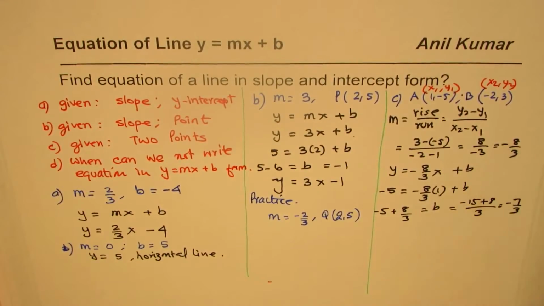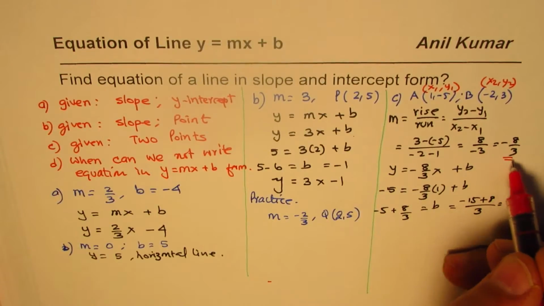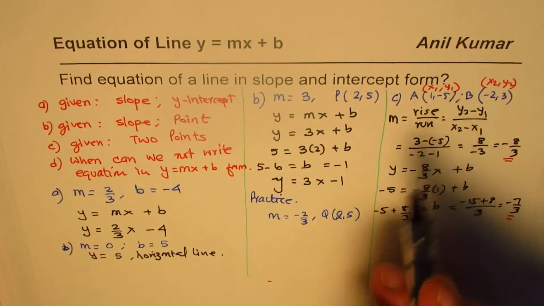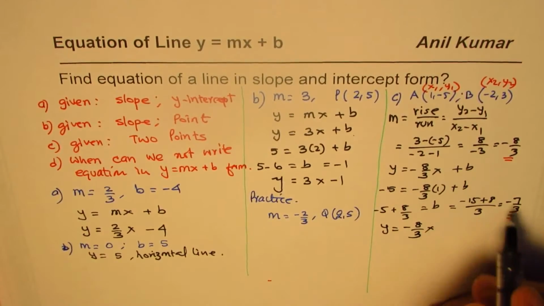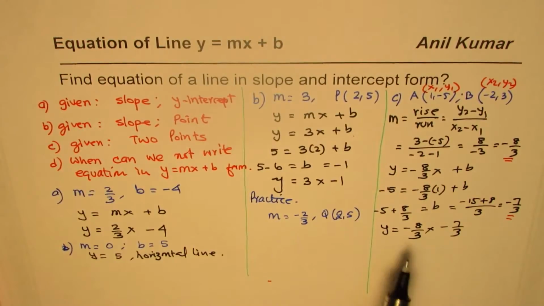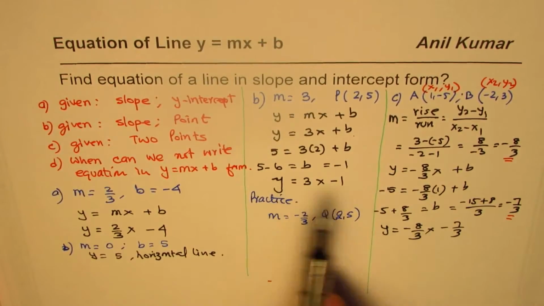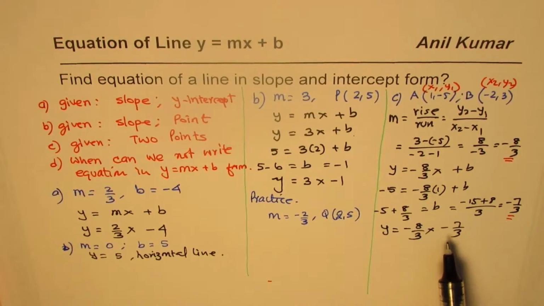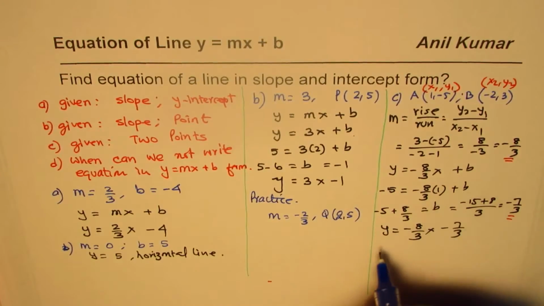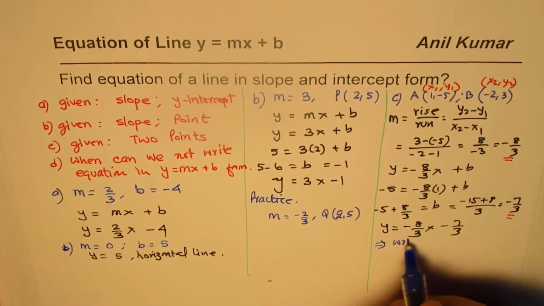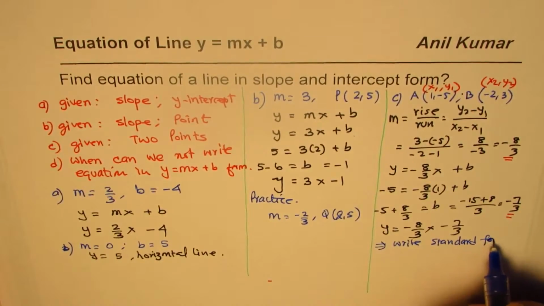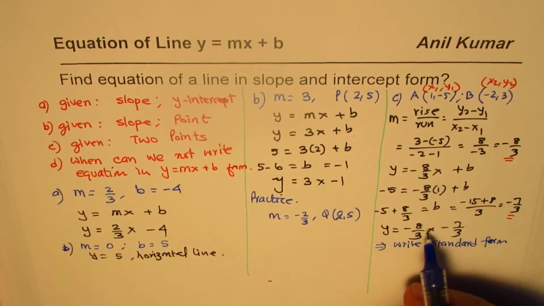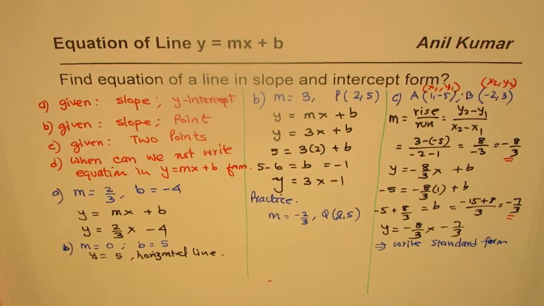Since you know both the slope and the y-intercept, you can clearly write down the equation as y equals minus 8 over 3 x minus 7 over 3, correct? So that becomes the equation in slope-intercept form. Well, as an added exercise, you can always convert this to standard form, right? So let that be a question for you: write in standard form, okay? Easy way: multiply everything by 3, then bring all these things to the left side. You get your answer, right?